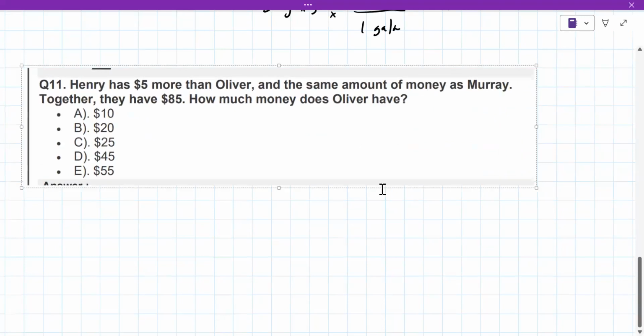All right, it says Henry has $5 more than Oliver, and the same amount of money as Murray. Together, that sounds like that's all 3 of them. Together, they have $85. How much money does Oliver have?